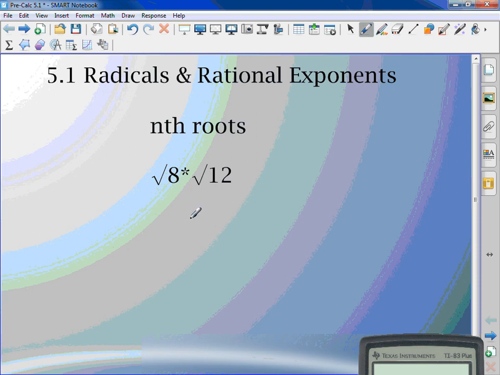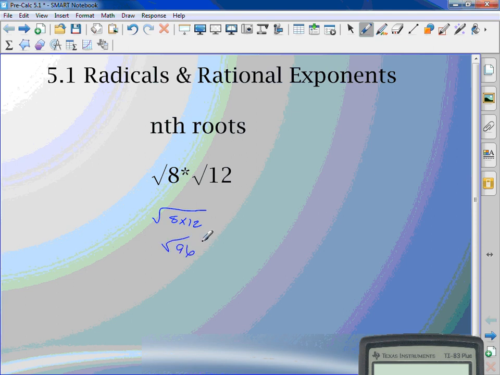Square root. That's a times symbol. I didn't want to put an X in the middle. These are square roots. There's really 2's there that we don't write. This actually means the square root of 8 times the square root of 12. When I'm multiplying, I just multiply the radicals. So it's square root of 8 times 12. What is 8 times 12? So I have the square root of 96.